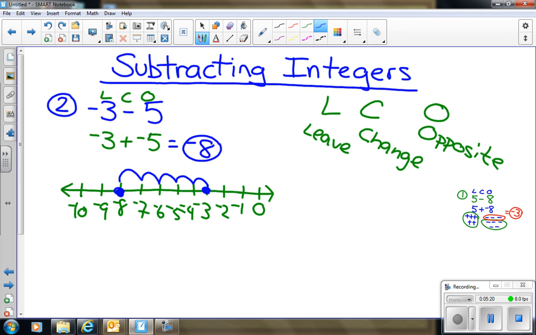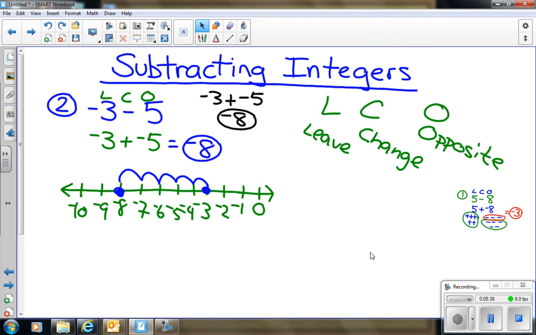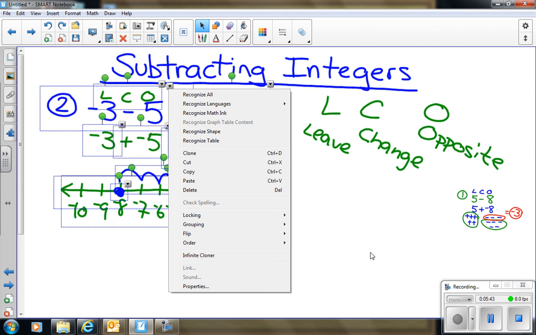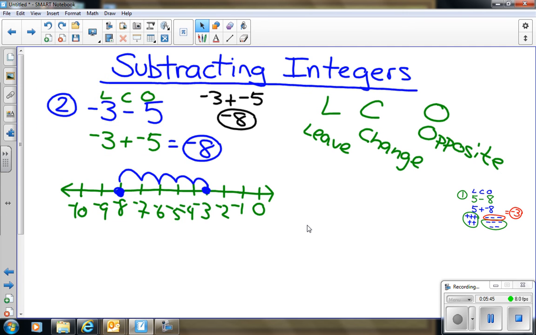Now, the other way you could prove this is you could simply say, well, I know that if I have 3 negatives plus 5 negatives, that is a total of, well, basically 3 plus 5, 8 negatives altogether. And so we get the same answer either way. But those are 2 ways of using a concrete type of method to help you solve this.